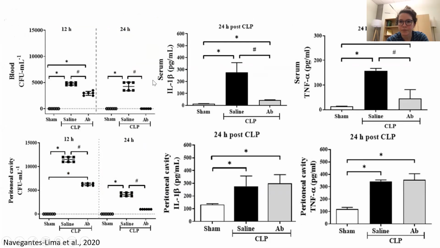So yeah, they saw the reduction in bacteria in both the blood and peritoneal cavities. So they wanted to look at cytokine expression next. And so they saw a significant decrease in IL-1 beta and TNF alpha in the serum of treated mice, but not in the peritoneal cavity, which I thought was pretty interesting. They just glossed over that in the paper. They didn't really go over it too much. Yeah, I don't really know why that is, to be honest.